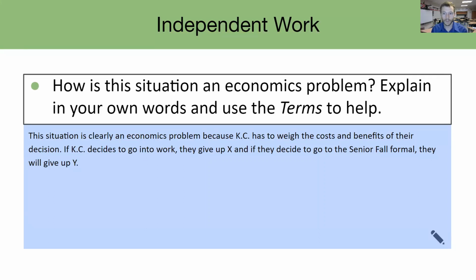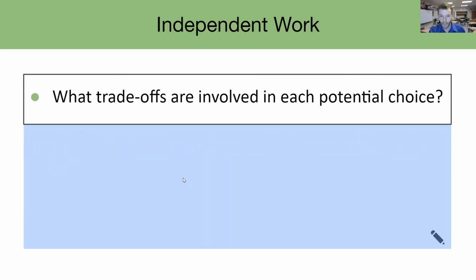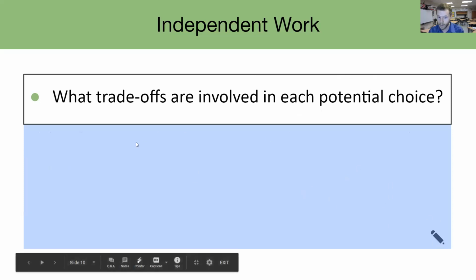Well, I gave you a sentence starter to think through this possibility. So the situation is clearly an economics problem because Casey has to weigh the costs and benefits of their decision. If Casey decides to go into work, they give up X, and if they decide to go to the senior fall formal, they will give up Y. And you just have to identify what X and Y are. And considering what are some of the trade-offs that are involved in each potential choice. So you can click right into this part on the PowerPoint, and you could type in your response for your teacher.